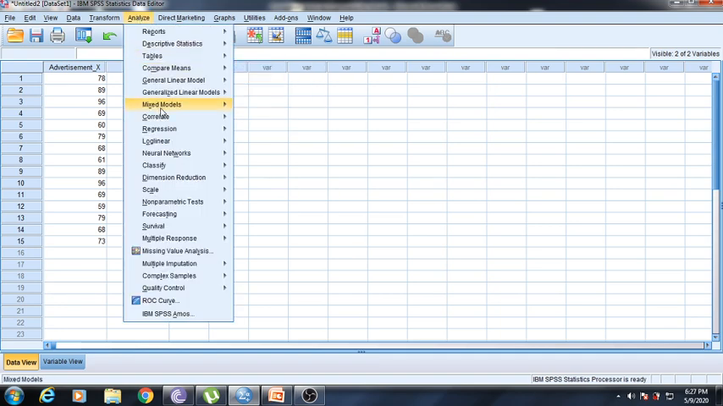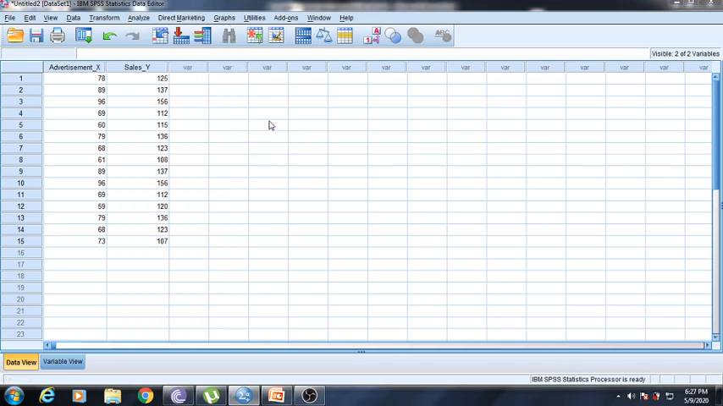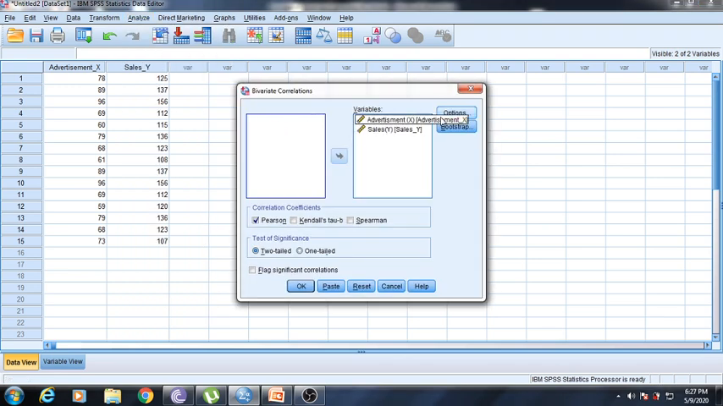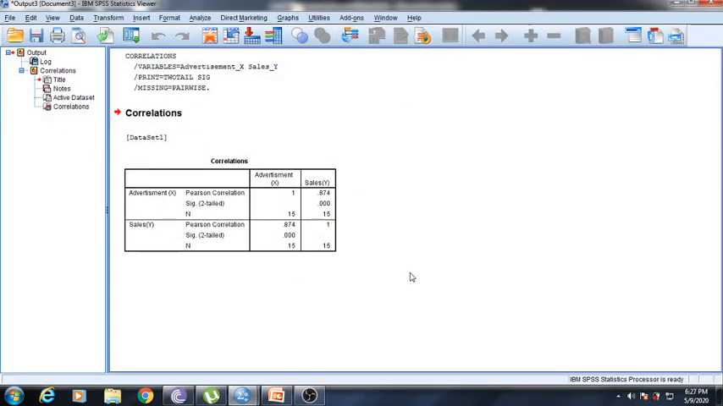We will go to analyze, then correlate, then bivariate, and both our variables are on the right hand side. And here the Pearson correlation is already selected by default, then it is a two-tailed test, and then we will do OK. So this is the output you can see here. The correlation coefficient value between advertisement expenses and sales is 0.874, and it is significant, two-tailed, that is 0.000.